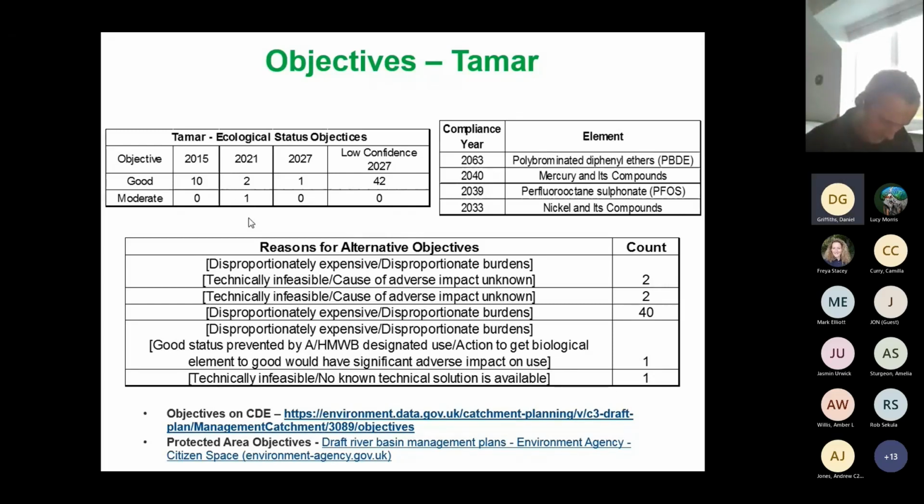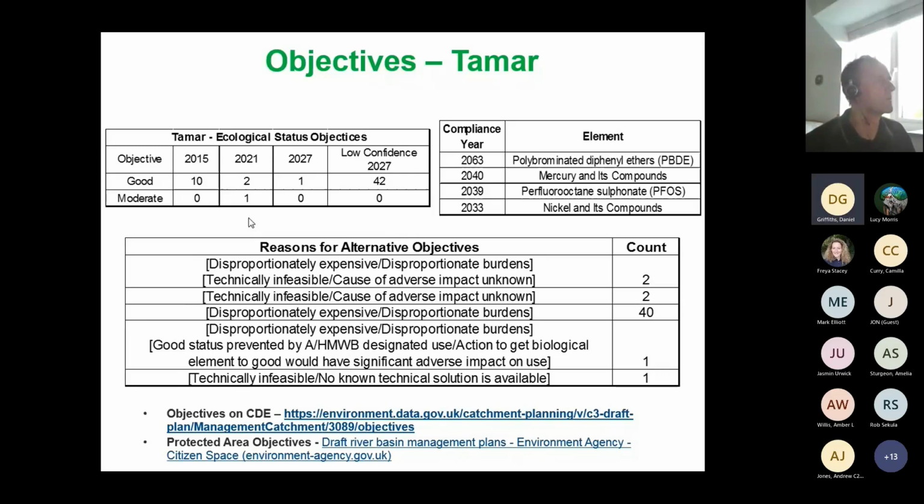The second aspect of the objectives on here is the target year. So the original year that was set for the first River Basin Management Plan was to reach target status by 2015, which obviously hasn't been achieved. So subsequently, it's been extended to 2021 and 2027 alongside an accompanying justification. And those justifications are shown in the lower table on that slide, which is the reason for alternative objective.